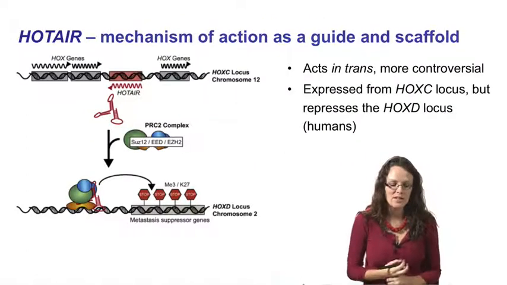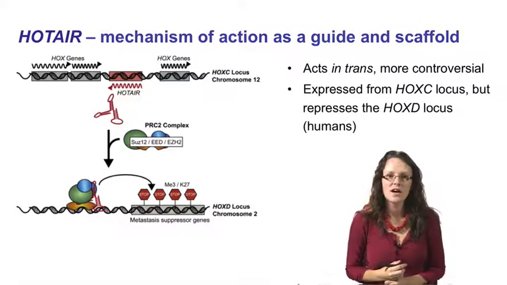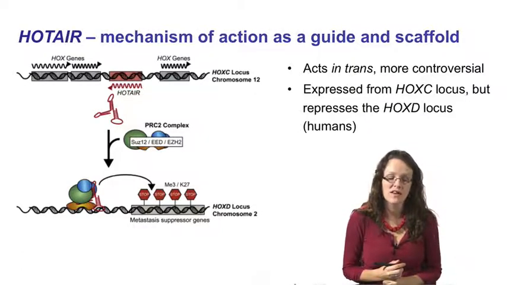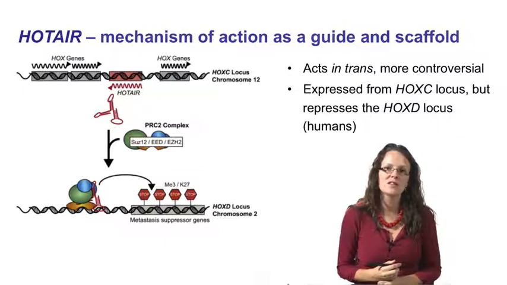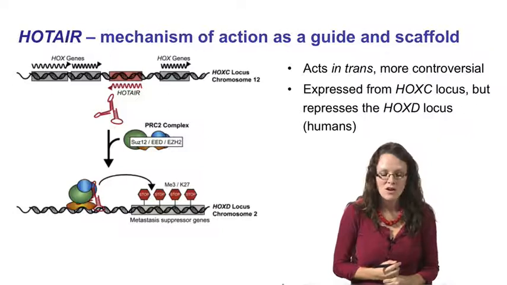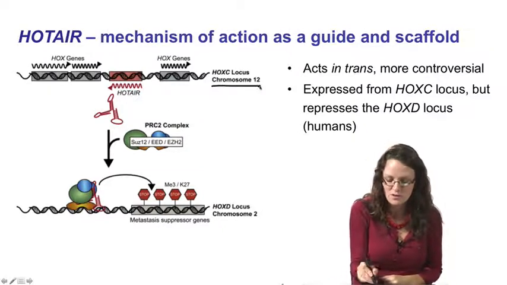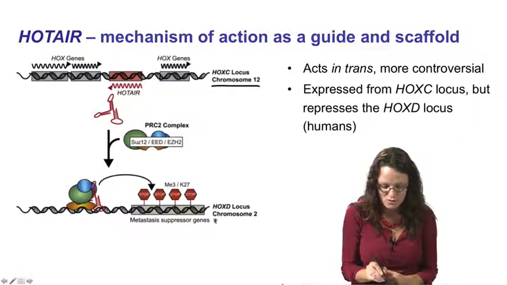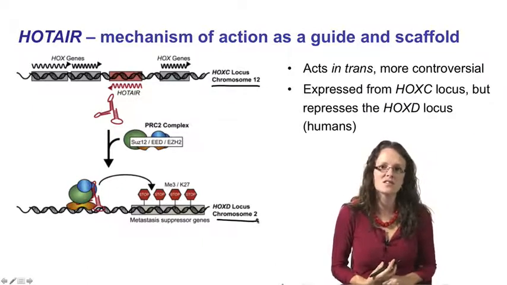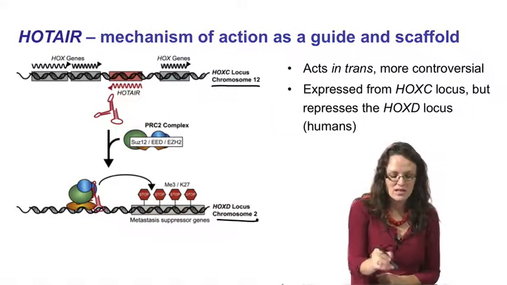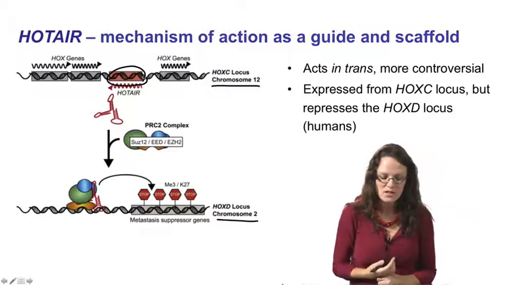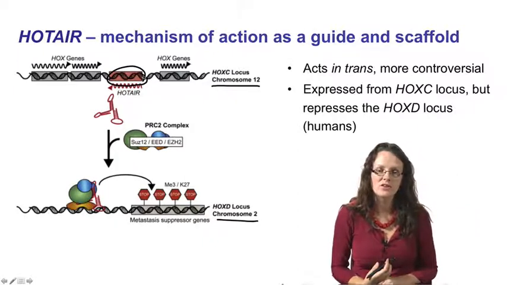In the second example, that is HOTAIR, this second long non-coding RNA we'll talk about, it can act both as a guide, similar to PRC2, but also as a scaffold. So HOTAIR is transcribed from one of the HOX cluster of genes. So there are many HOX genes spread throughout the mammalian genome. And there's a cluster of them on chromosome 12 in humans, and a cluster of them on chromosome 2. These are known as the HOX-C cluster and the HOX-D cluster. And within the HOX-C cluster, there's the HOTAIR gene itself. So this HOTAIR gene is transcribed into the long non-coding RNA.